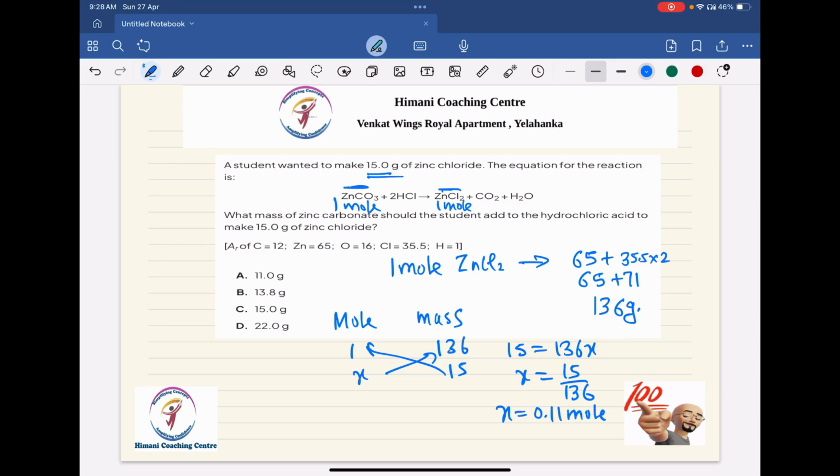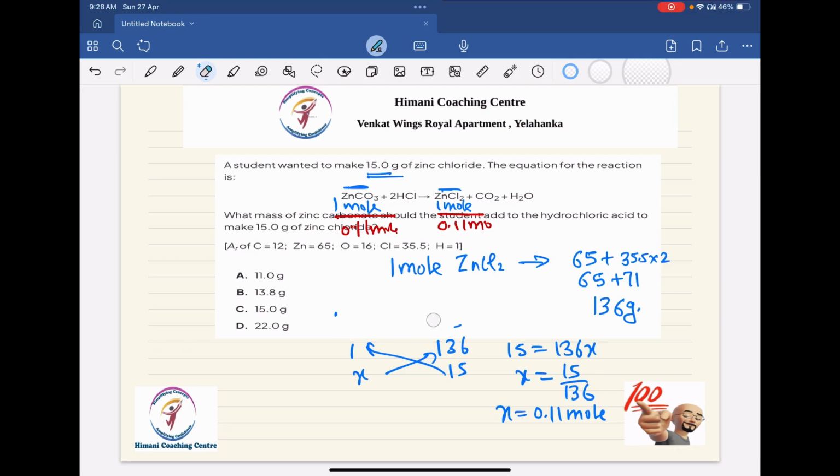Now, see, the ratio between ZnCO3 and ZnCl2 is 1 is to 1. So if there is 0.11 mole here, the number of moles here also is 0.11. Okay. So that is what we will do. Correct. So now let us find the mass of zinc carbonate if it is 0.11 mole.